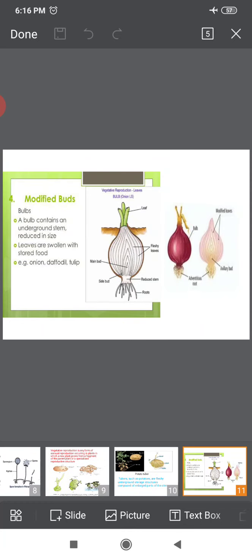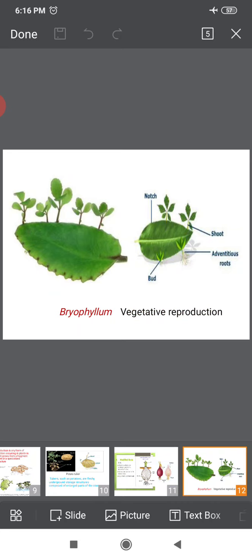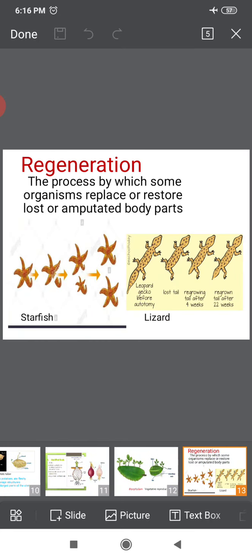In onion and tulips, the new plants develop from the bulbs. In bryophyllum, at the margins of the leaf, there are small notches present. When these leaves fall on the ground, these notches develop into new plants.